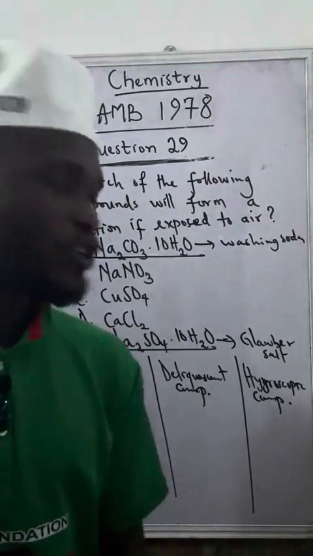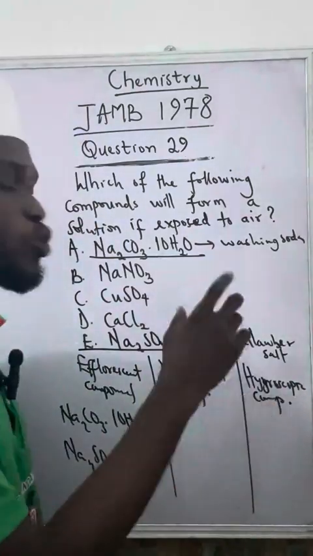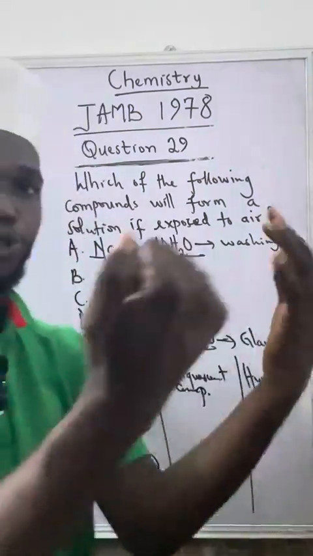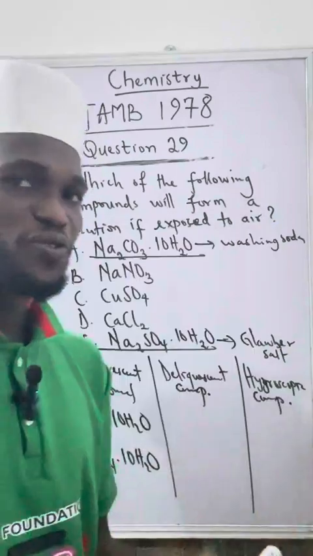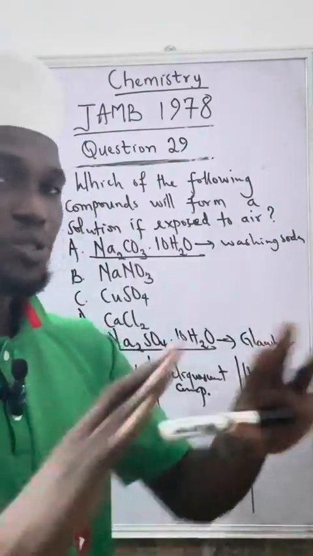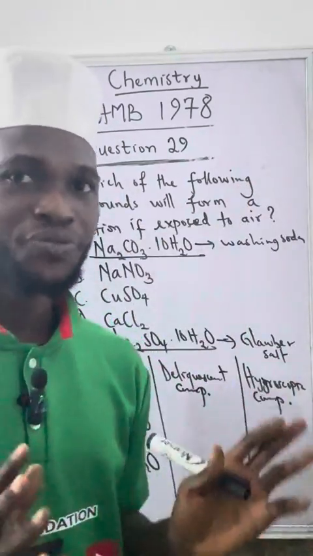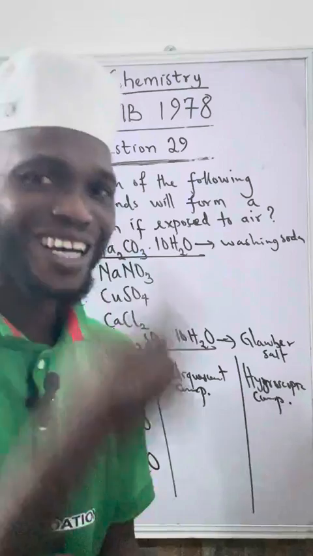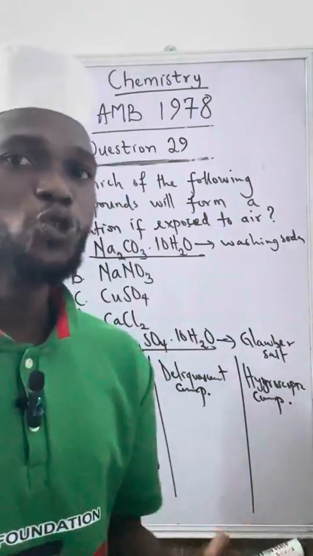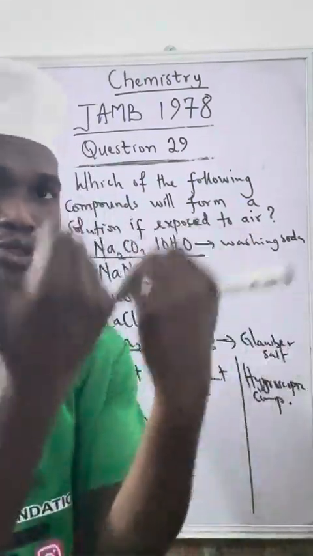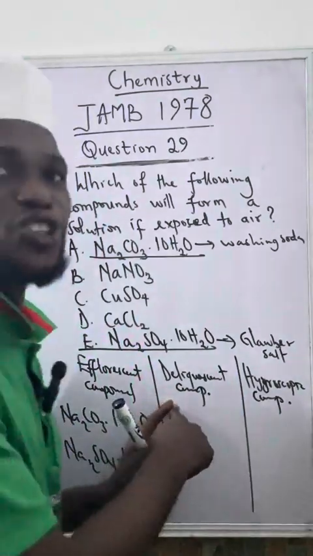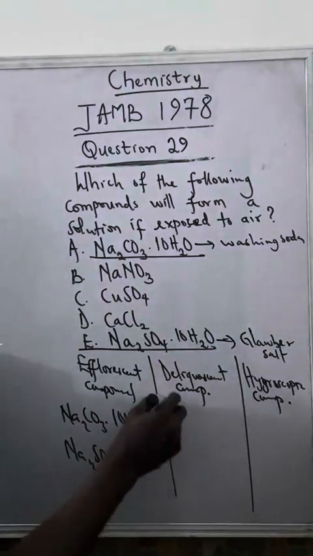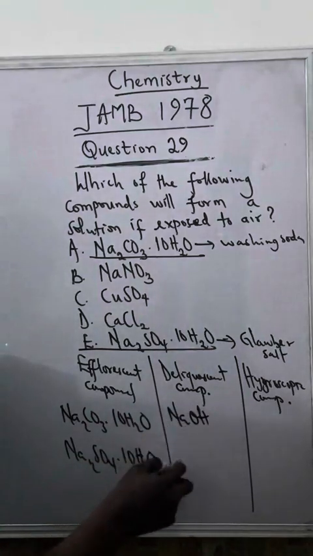Now, the deliquescent compound, you need to understand hygroscopy first. Hygroscopy is a process whereby a substance absorbs moisture from the atmosphere when it is exposed. So that's general hygroscopy. But when that substance now forms a solution with the water absorbed, it becomes the deliquescent compound.